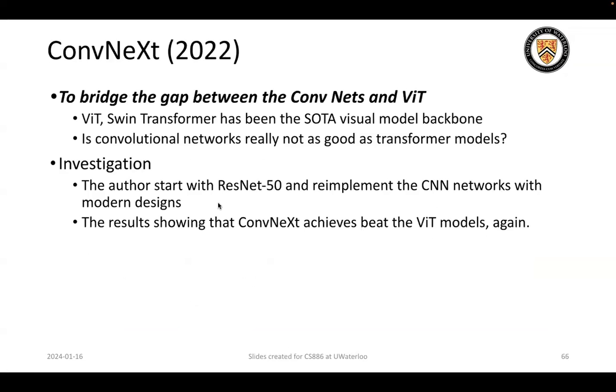Next, we can look at ConvNeXt, which is a new approach proposed in 2022. Now we want to bridge the gap between convolutional neural nets and transformers. For some time, the vision transformer and the Swin transformer have had state-of-the-art performance as visual model backbones. And we ask, are convolutional neural networks really not as good as transformer models? So the authors investigated by starting with ResNet 50, but re-implementing the CNN with modern model designs. The results show that ConvNeXt achieves better performance than the ViT models.